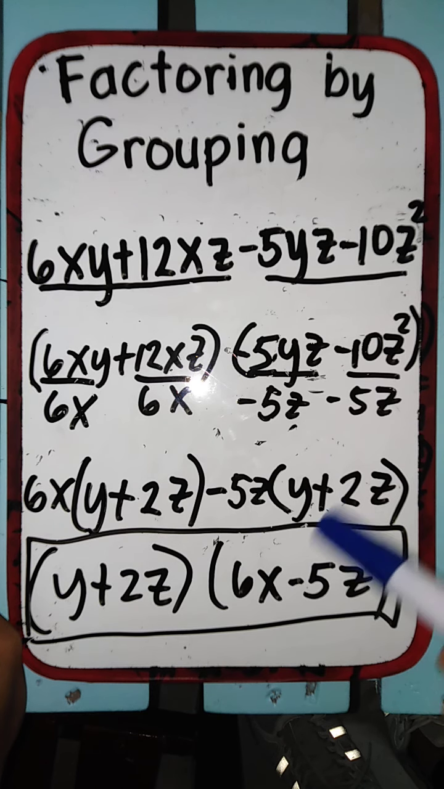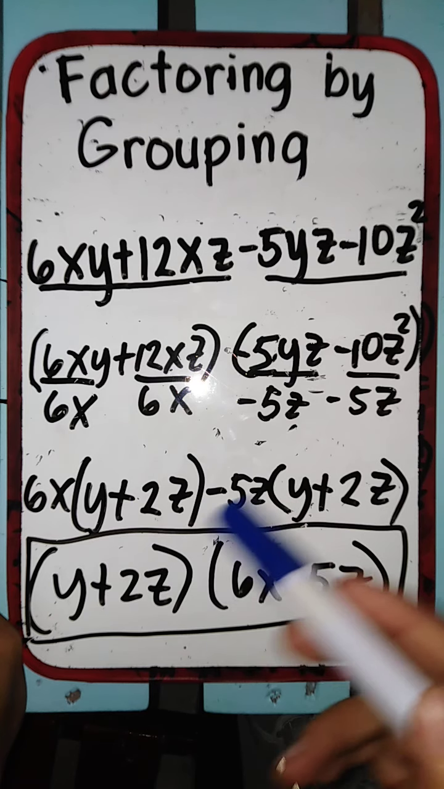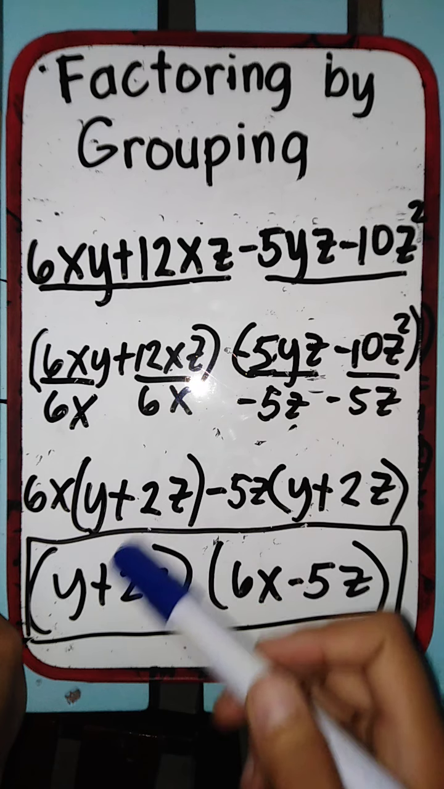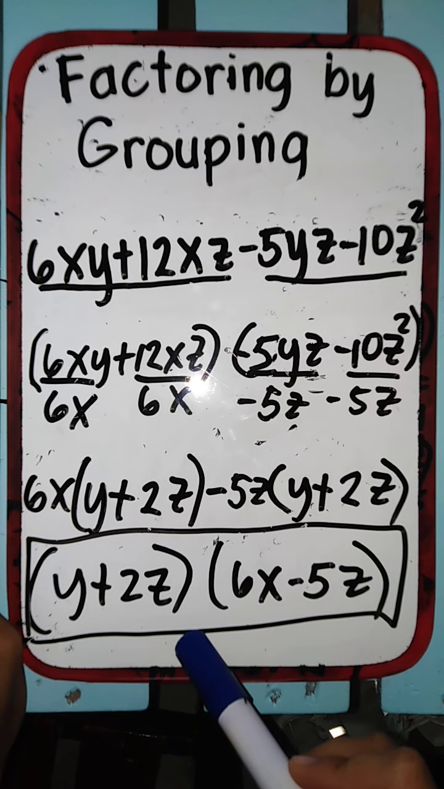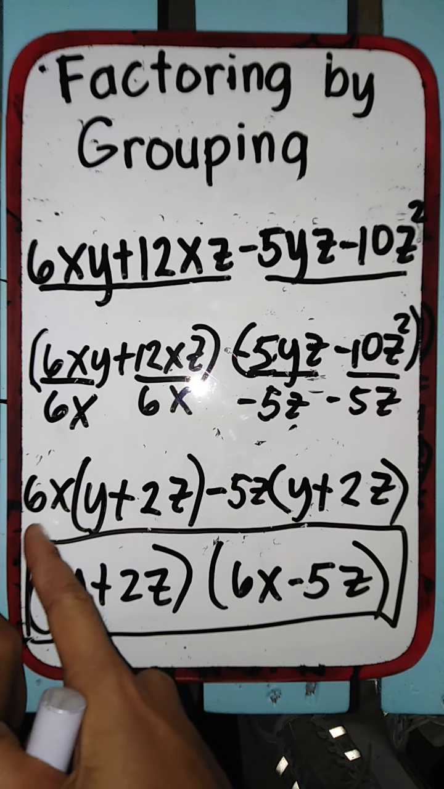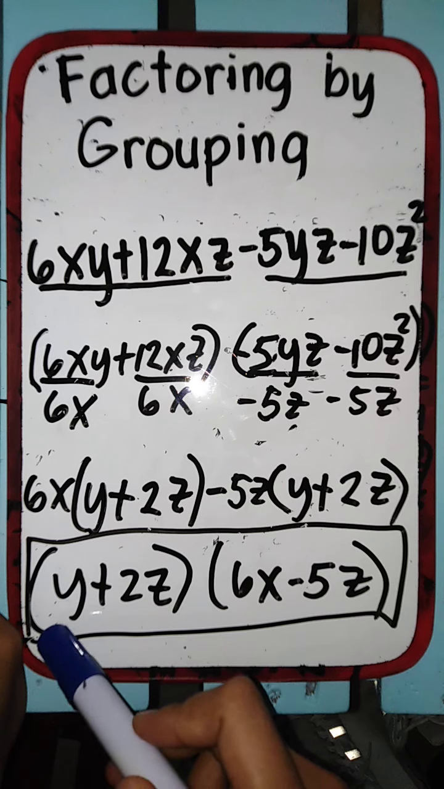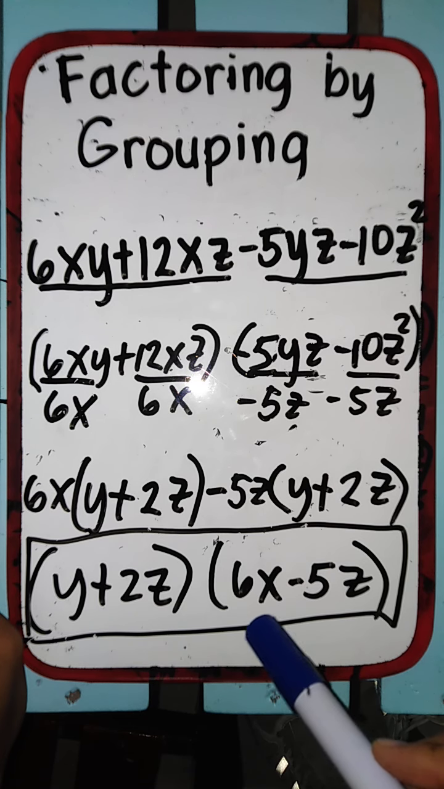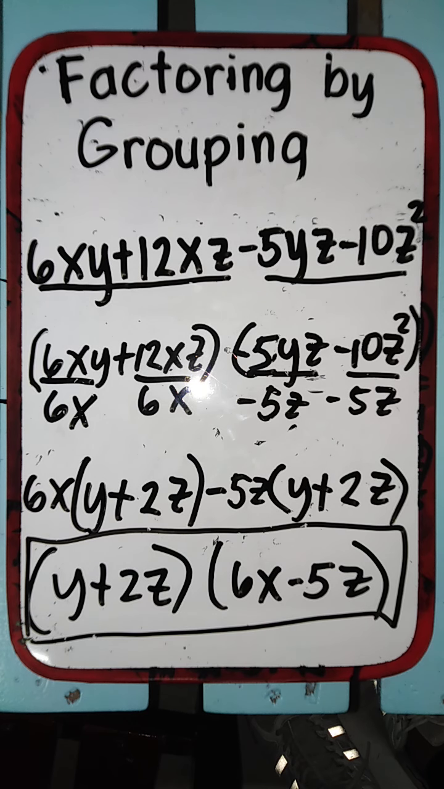In writing its factors, first we write the expression inside the parentheses. We have y plus 2z because it's the same, and outside the parentheses, 6x minus 5z. So this is now our factor: y plus 2z and 6x minus 5z. So, I will give you another example.